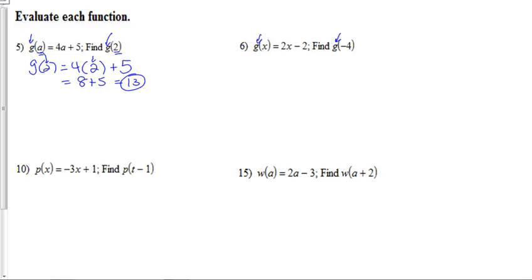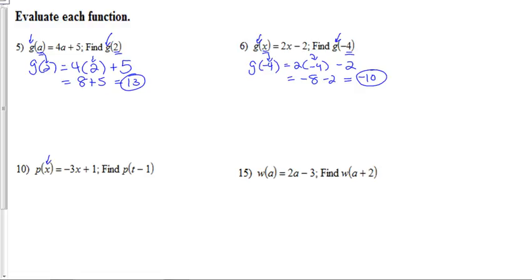Okay, again, function g, that's just right here. And instead of x, we're going to replace it with -4. So g of -4, notice the x gets replaced with -4. So everywhere x is in the rule, we're going to put in -4. So that becomes -8 minus 2. So down 8, down 2 is -10. That's the answer. Now 10 and 15 are a little different.